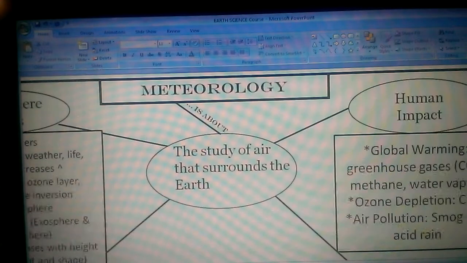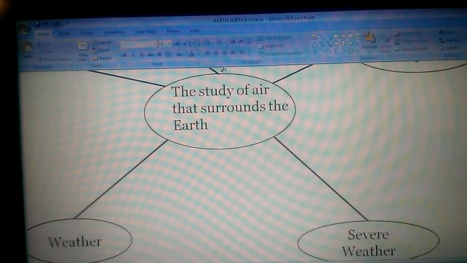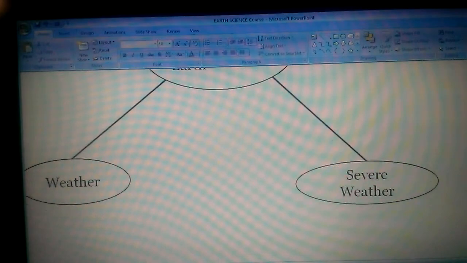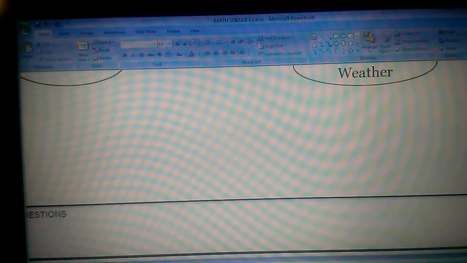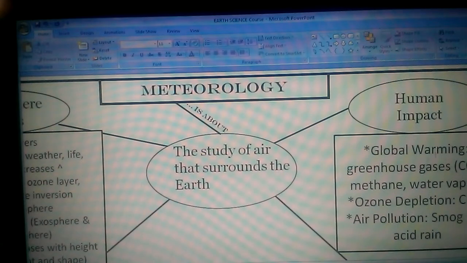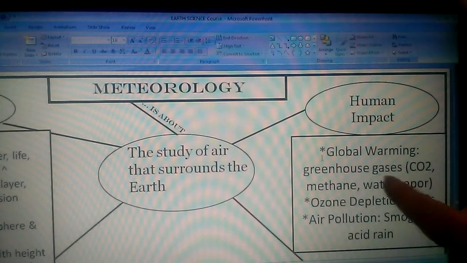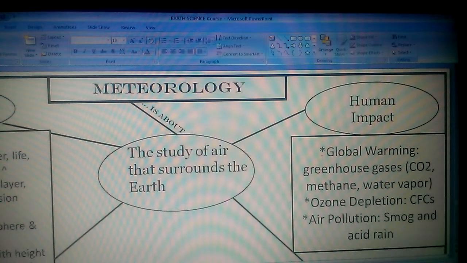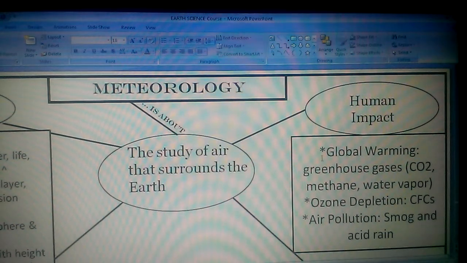Now, last but not least, we want to look at human impact on our atmosphere. So we impact our atmosphere in a lot of different ways. So when you're looking at your frames and things, you want to keep in mind, how would that affect our atmosphere? Well, we have three main ways that we can think of. Global warming would be the first one. It's greenhouse gases like CO2, methane, and water vapor actually are going to cause radiation to be trapped in the atmosphere and the Earth to actually heat up.